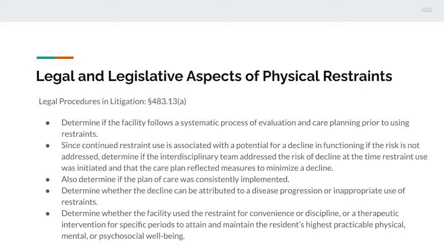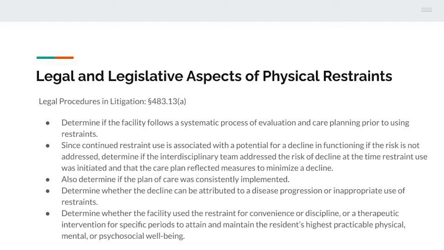Now, since continued restraint use is associated with a potential for a decline in functioning, if the risk is not addressed, determine if the interdisciplinary team addressed the risk of decline at the time restraint use was initiated, and that the care plan reflected measures to minimize a decline. Also, they will try to determine if the plan of care was consistently implemented.